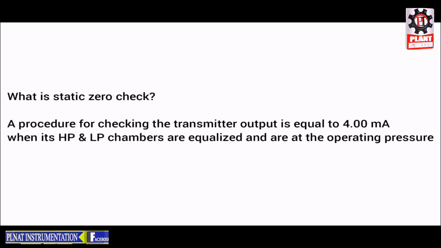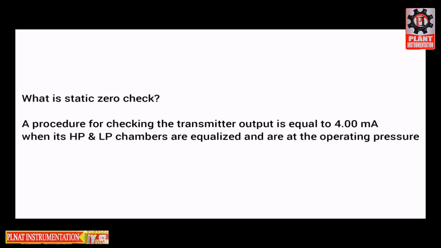What is static zero check? A procedure for checking that the transmitter output is equal to 4 milliamps when its HP and LP chambers are equalized and are at the operating pressure.